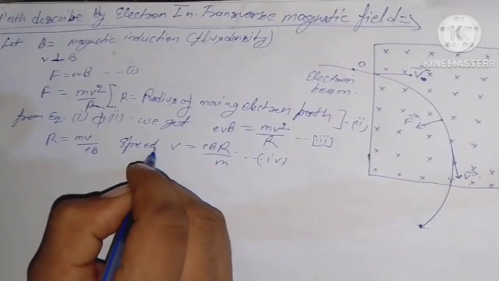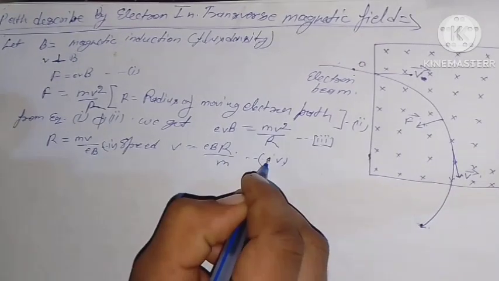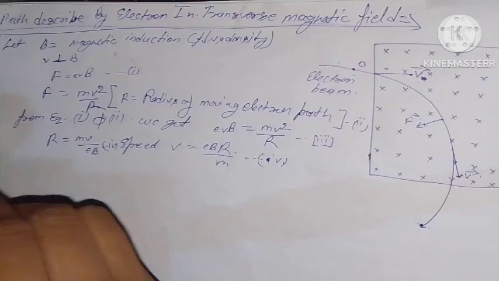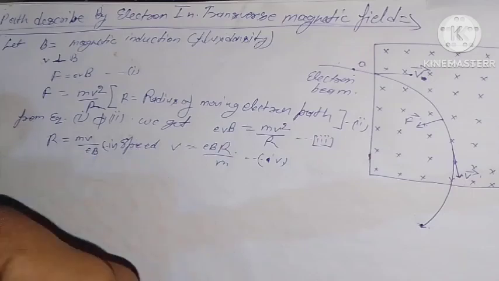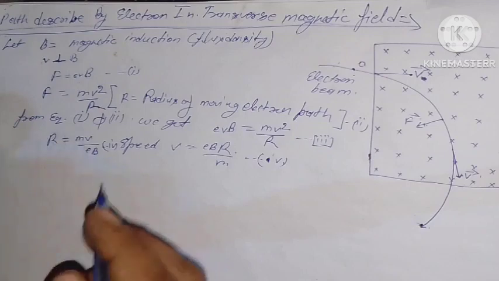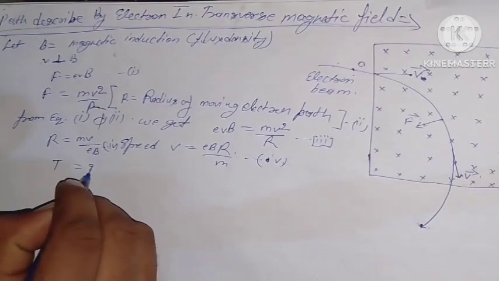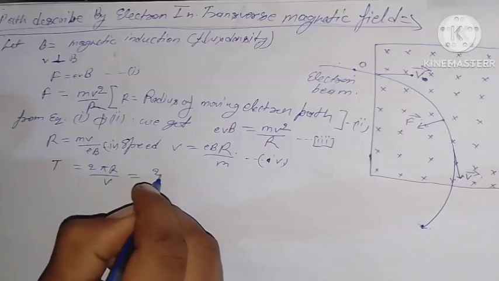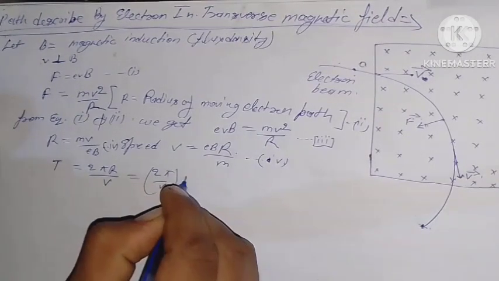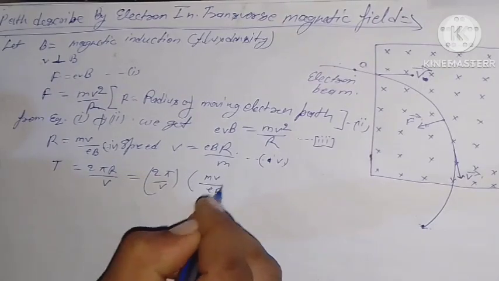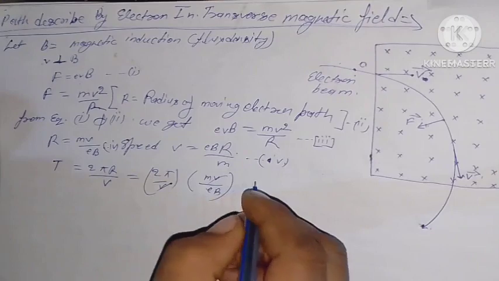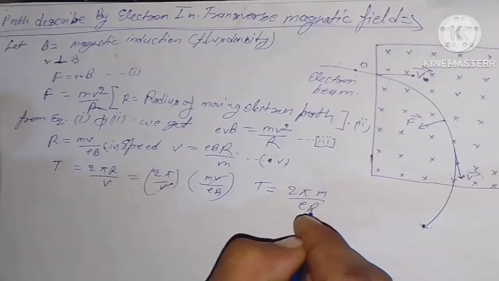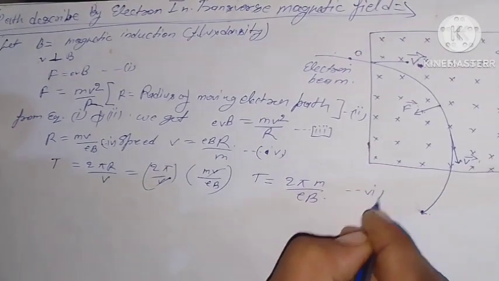And this is equation number 5. Since the motion is circular, the time for one revolution, the period T, is given by T equal to 2 pi R by v, that is 2 pi by v times mv by eB. v is cancelled out by v, then time period T is 2 pi m by eB. This is equation number 6.